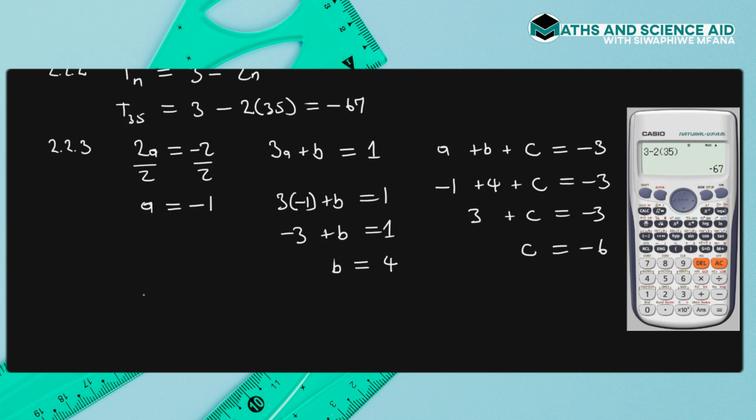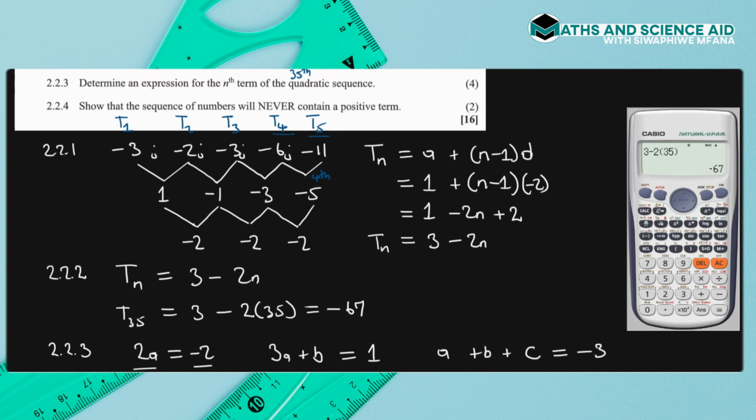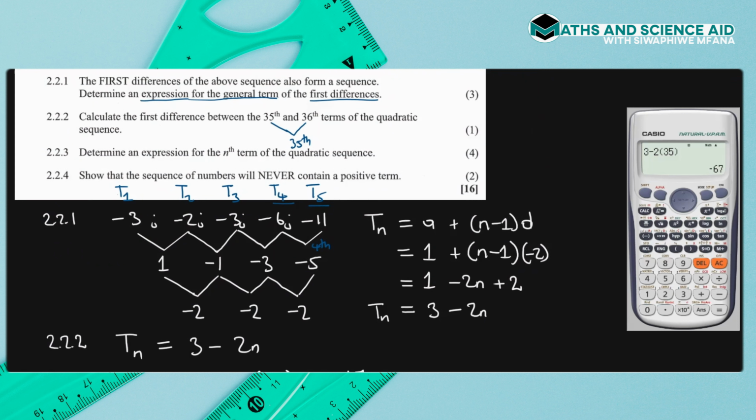And we know that the general nth term of a quadratic equation is given by an squared plus bn plus c. So a is -1, so we'll have -n squared. B is 4, so we'll have 4n. And then C is -6, so we'll just write -6. So this is our nth term of this quadratic sequence, which then leads us to the last question, 2.2.4.